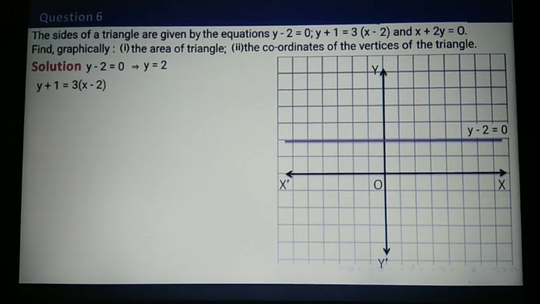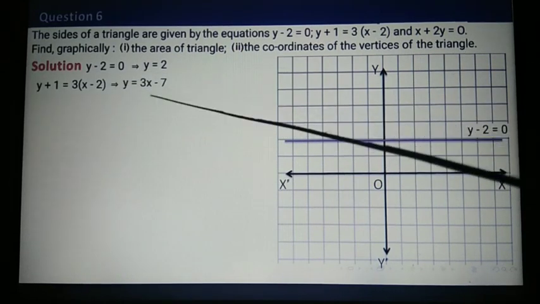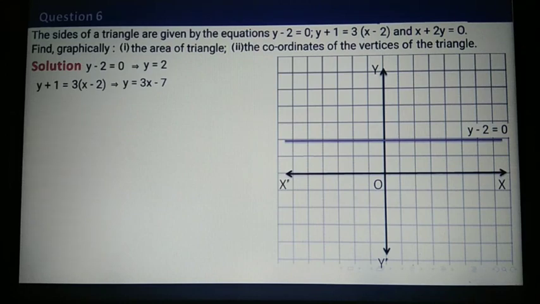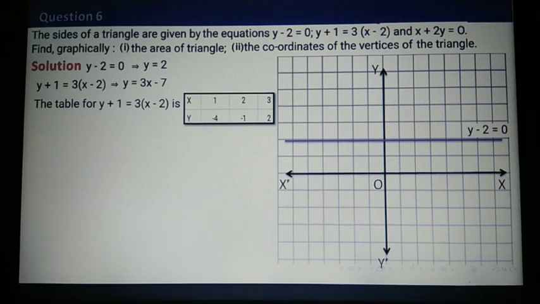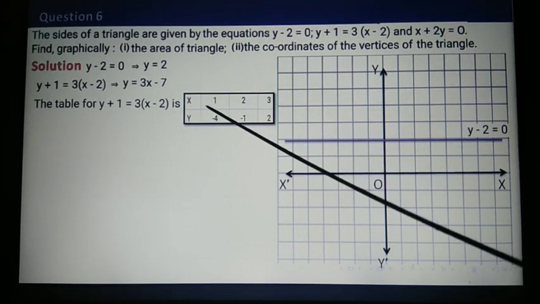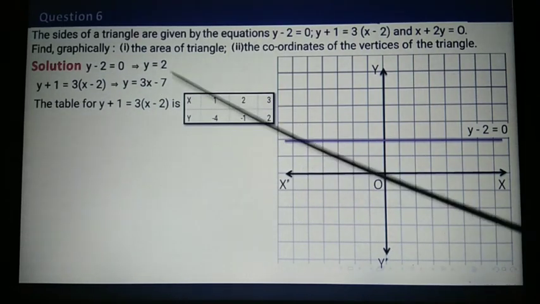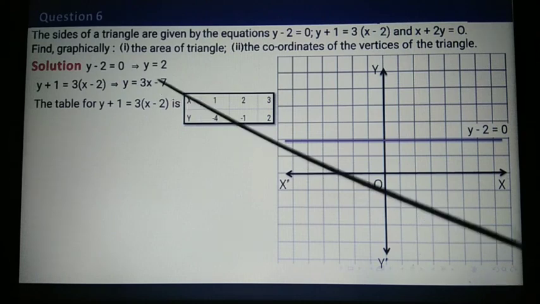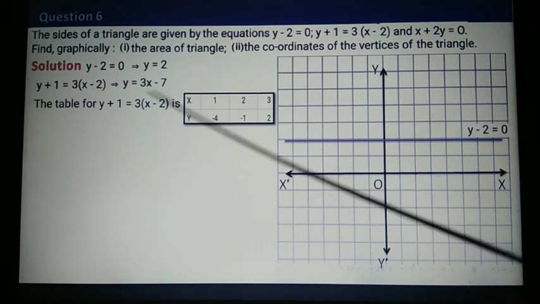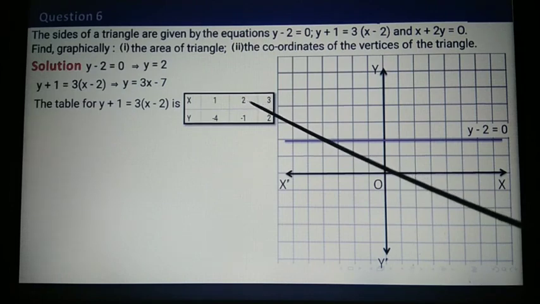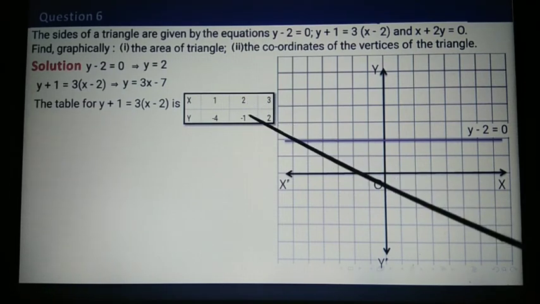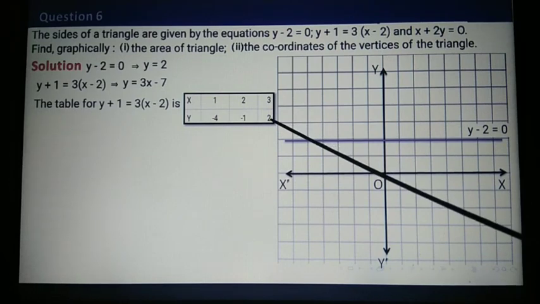Fine. The other one is given to be y plus 1 equals 3 into x minus 2. Now let's simplify this. When I simplify this, it can be written like this. In this case, I'll draw a table, which looks somewhat like this. Put x equals 1, so you'll get 3 into 1, that is 3, minus 7. So 3 minus 7 is minus 4. The value of y is going to be minus 4. Similarly, when x is 2, y is going to be minus 1. When x is 3, the value of y is going to be 2.